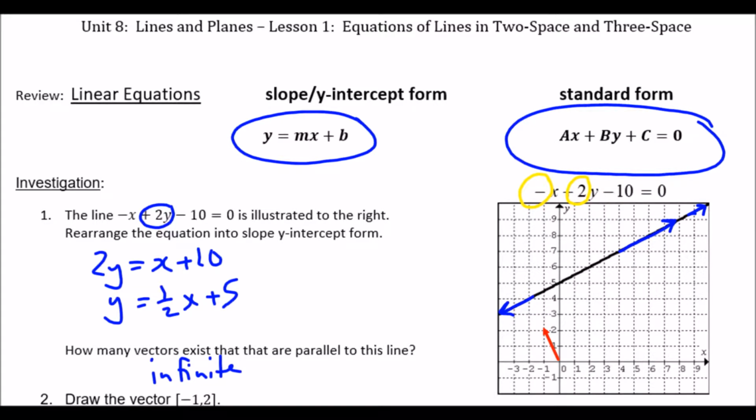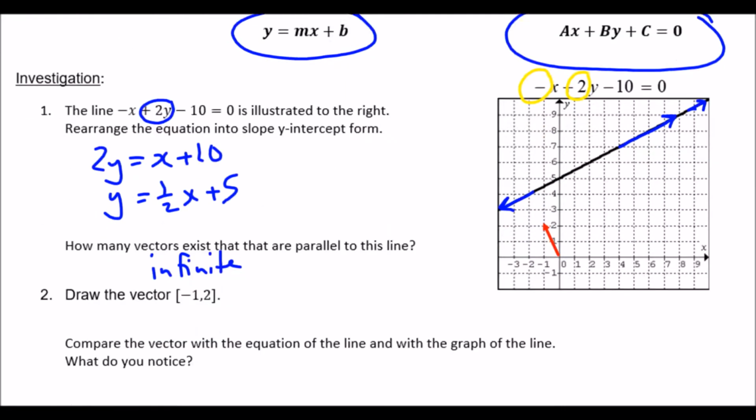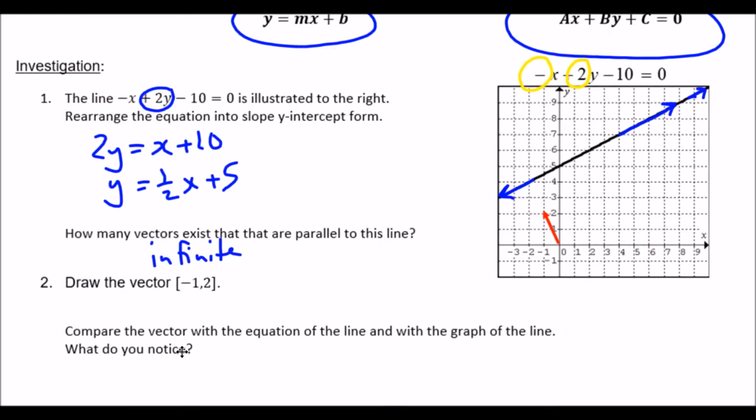And the next question says, compare the vector with the equation of the line and with the graph of the line. What do you notice? Well, if I move this guy around a bit, I can see that that vector and that line are actually perpendicular to each other. So the vector and line are perpendicular. Now maybe that's just a coincidence.